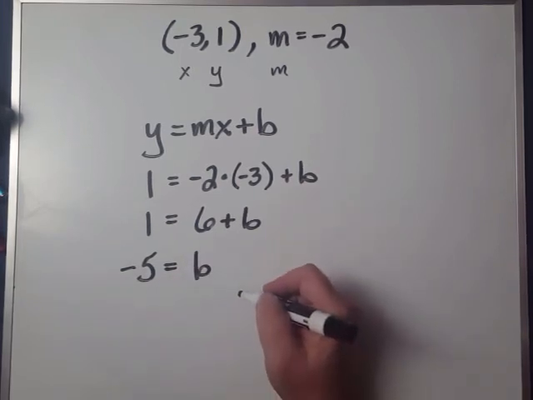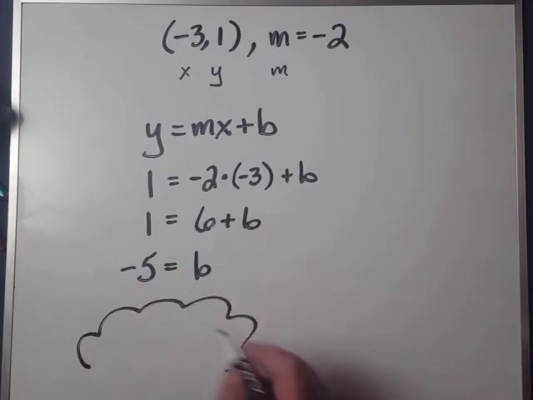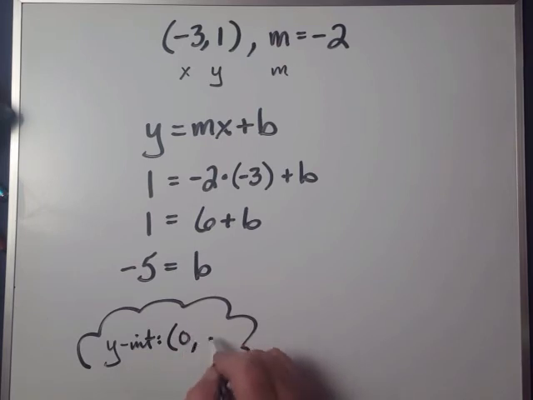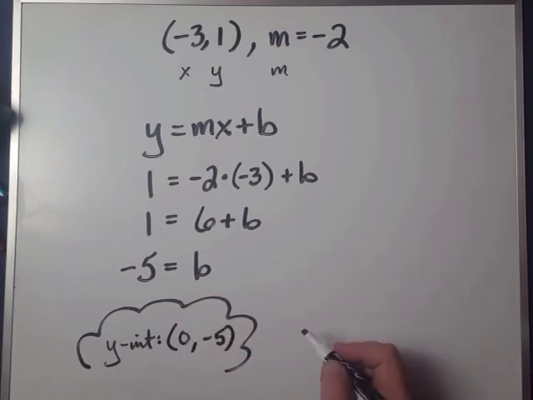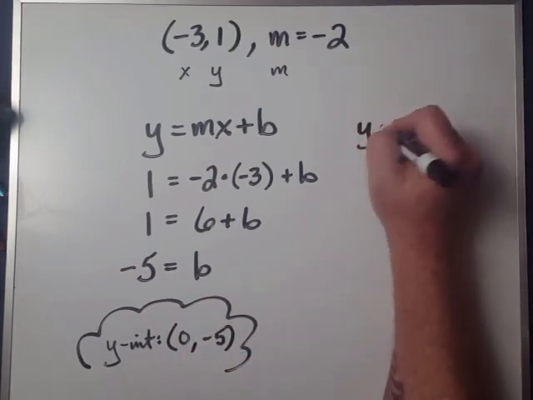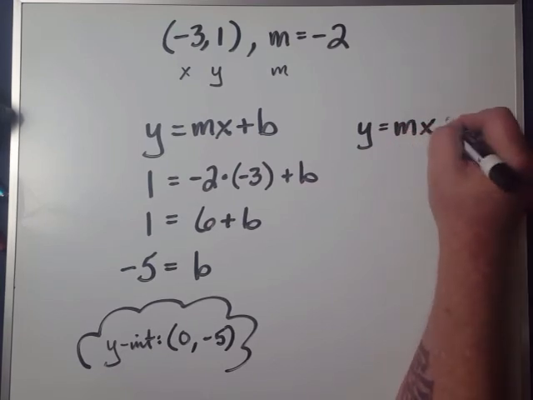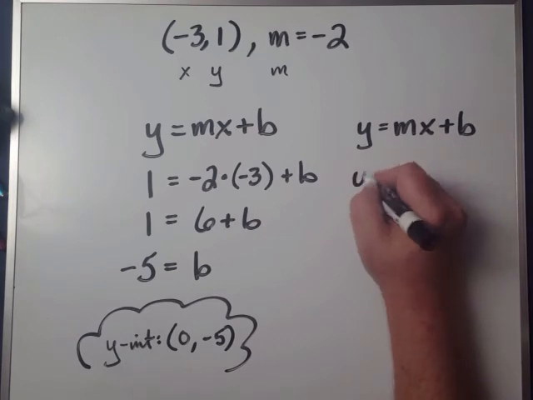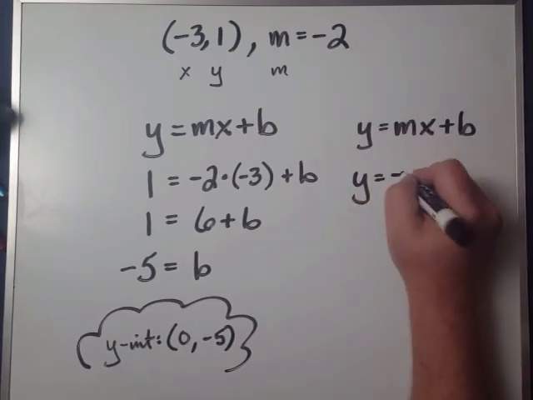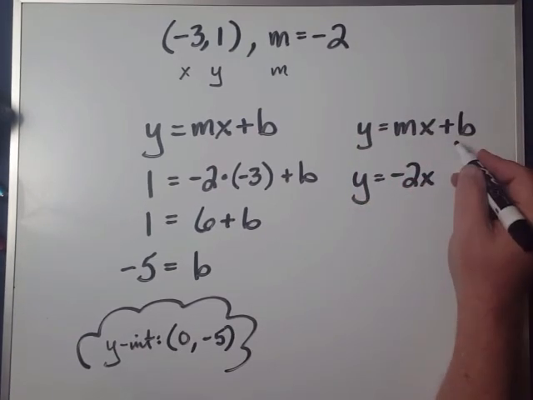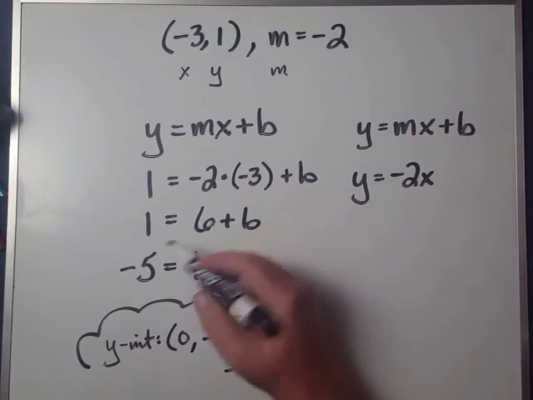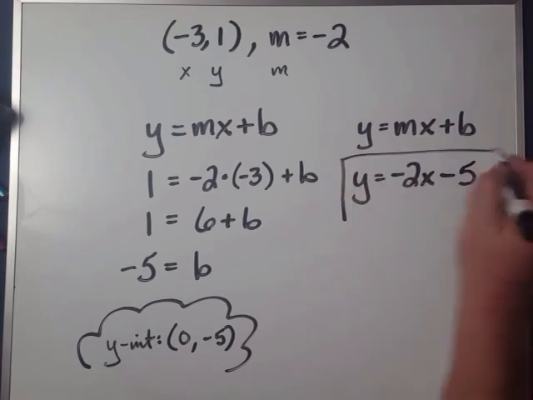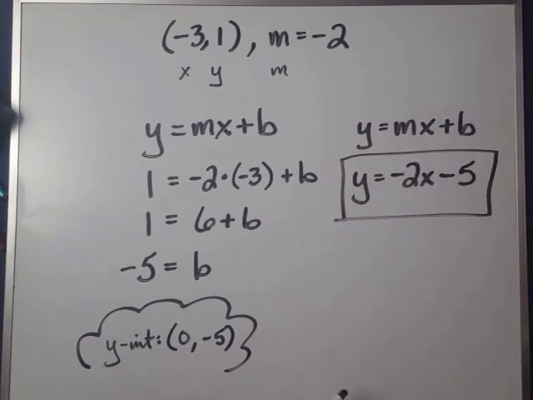The y-intercept of this line, which we weren't specifically asked to find, would be the point 0, negative 5. I'm ready now to plug into y equals mx plus b, because I've got my m and I've got my b. Y equals the slope, negative 2x, plus b. Plus a negative 5, we simply write minus 5. And there's the equation of my line.